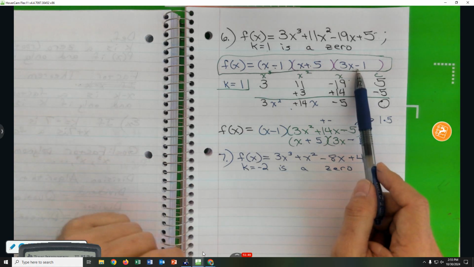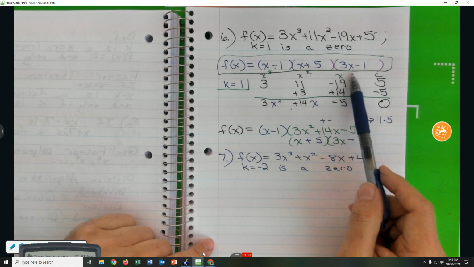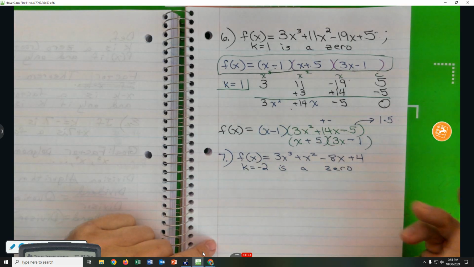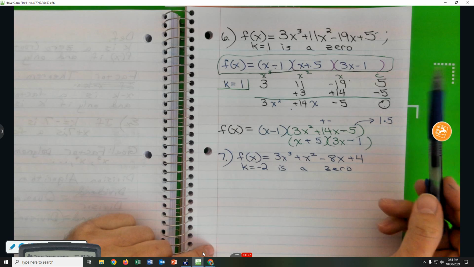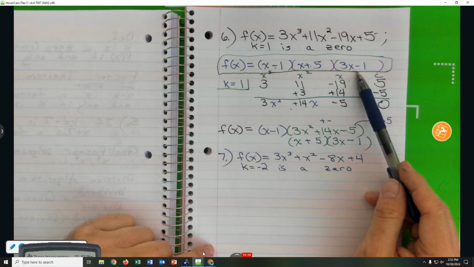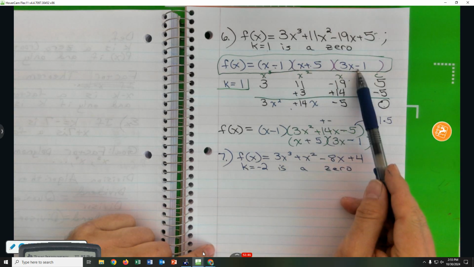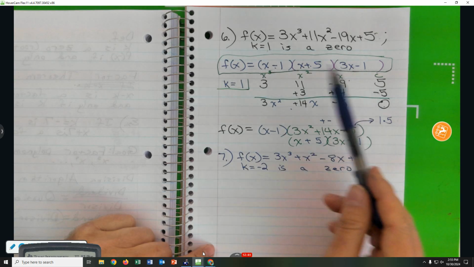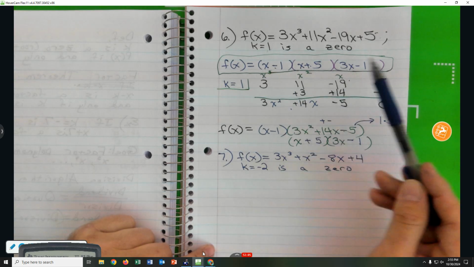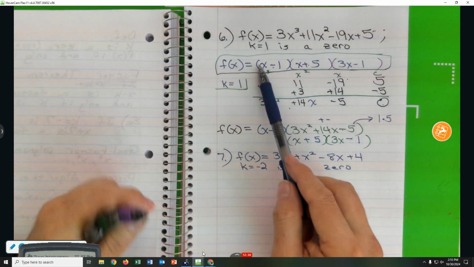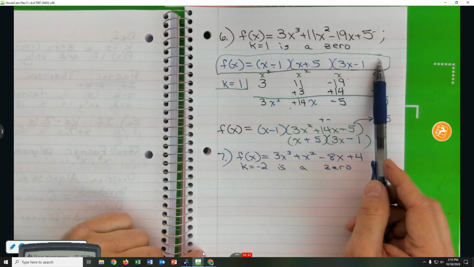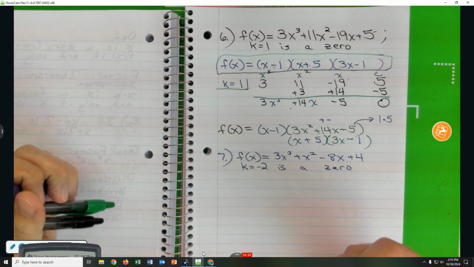What about 3x minus 1? When does it equal 0? Move the 1 over, divide by 3. What's the third 0? Maybe 1/3. Once you have the thing factored, you can determine the other zeros: 1, negative 5, and positive 1/3. So it's even more amazing. Not only are we able to factor it, once we have it factored, we can determine all of the zeros.